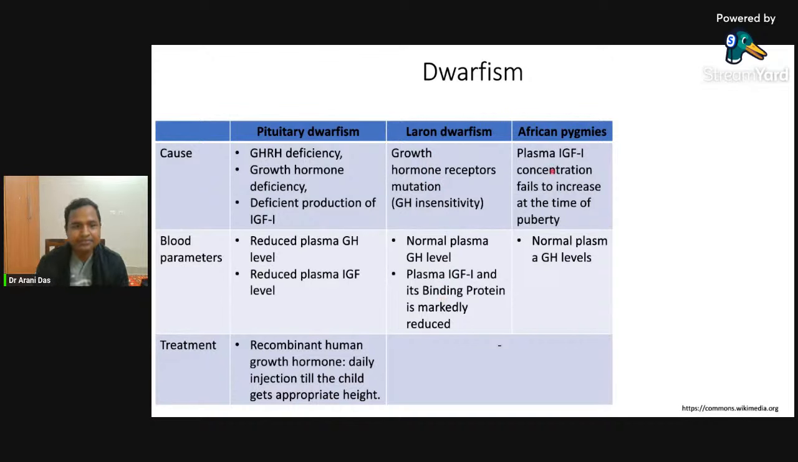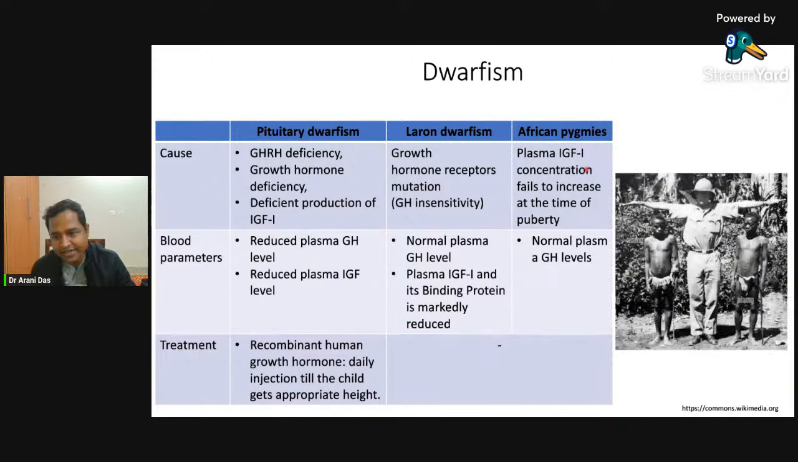Another important finding is the case of African pygmies. It is a community found in Africa, where everything is normal: growth hormone is normal, and its receptor is also normal. But due to some unknown reason, the plasma IGF-1 concentration fails to increase at the time of puberty, when the maximum growth spurt occurs. So as IGF-1 is not available at the time of puberty, dwarfism or decreased short stature would be seen. Blood parameters show a normal growth hormone level, and IGF-1 level will be reduced at the time of puberty. So this is a picture of African pygmies.